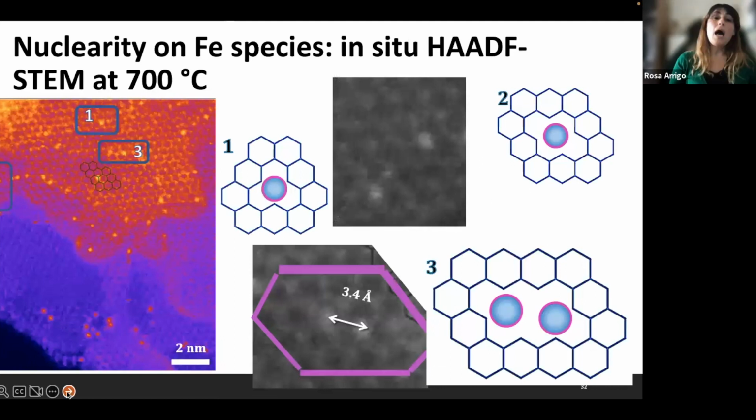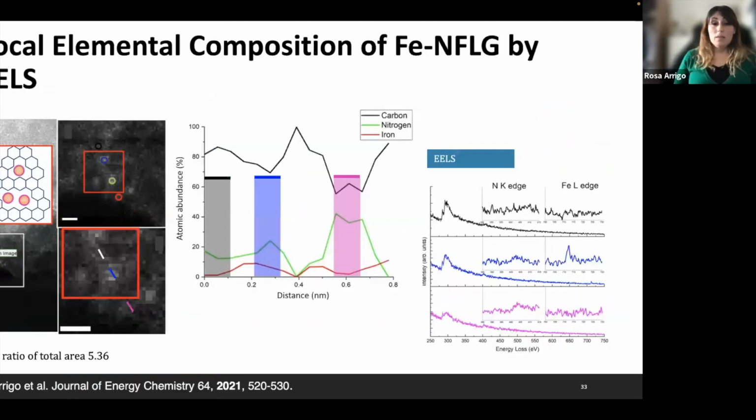Okay, so if we look now at this picture and we try to figure out which kind of iron ensemble we have, we can see the single vacancy with iron in the middle, the divacancy here, and also this dinuclear species with an iron-iron distance of 3.4 Å as determined by this TEM picture. So we could also check for the nitrogen using EELS, and here you can see a very complex iron ensemble at the edge of these graphene layers.